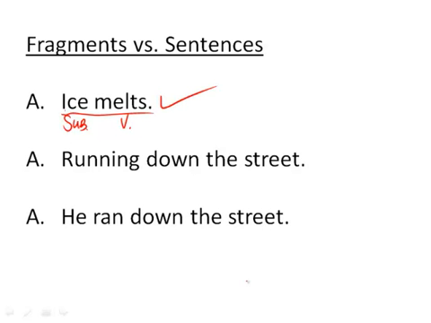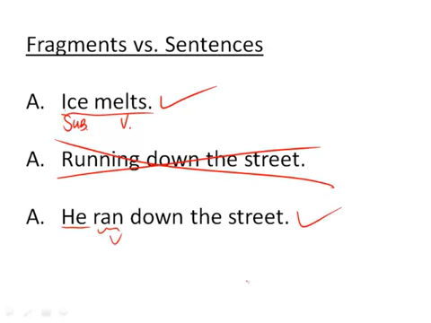Next, running down the street. Great. Who? Who, what? Nobody knows. Just running down the street is not a sentence. We need the subject. Look at this one. He ran down the streets. Aha. There's our subject, he. There's our verb. And that's really all we need. There's our sentence. Ding, ding, ding. And thank you for playing Fragments versus Sentences.